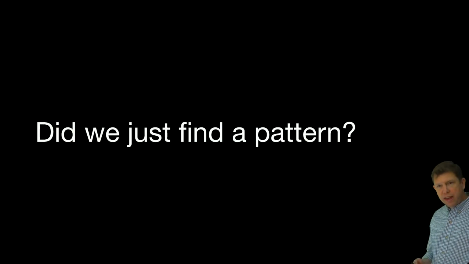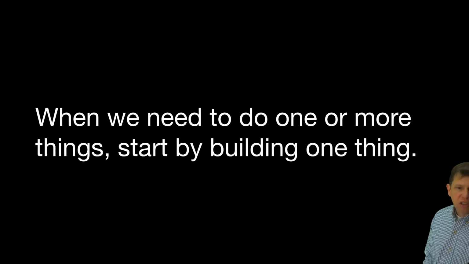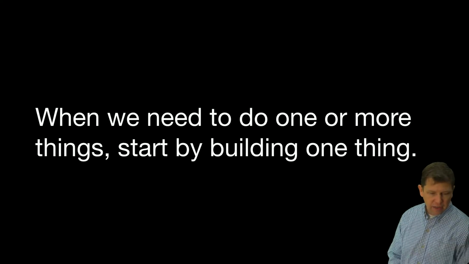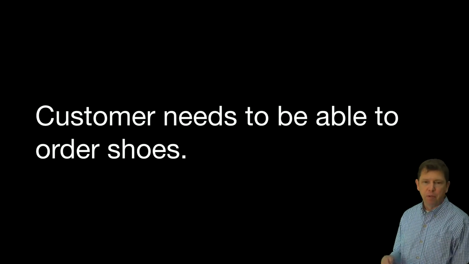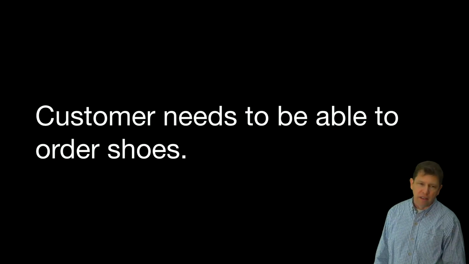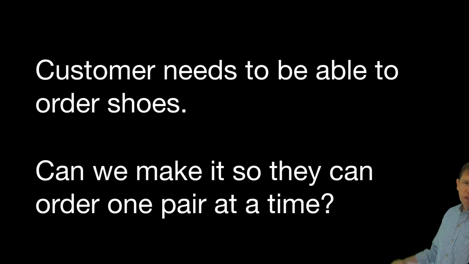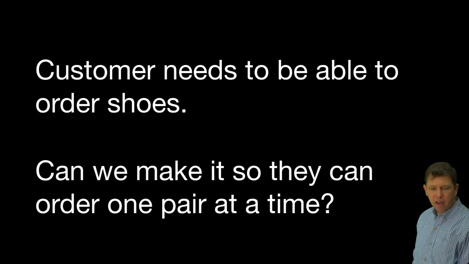Okay, so with that example, did we just find a pattern? When we need to do one or more things, start by building one thing and delivering it. So for example, customer needs to be able to order shoes. You've probably seen this example before. So we're building an e-commerce site for, I think, Joe's shoe sale shop or something like that. Customer needs to be able to order shoes, but can we make it so they can order one pair at a time? We obviously want a shopping cart and all those things, but what if we do something like this?